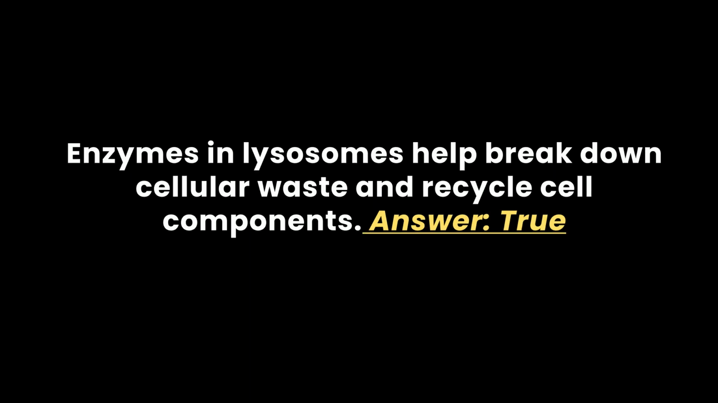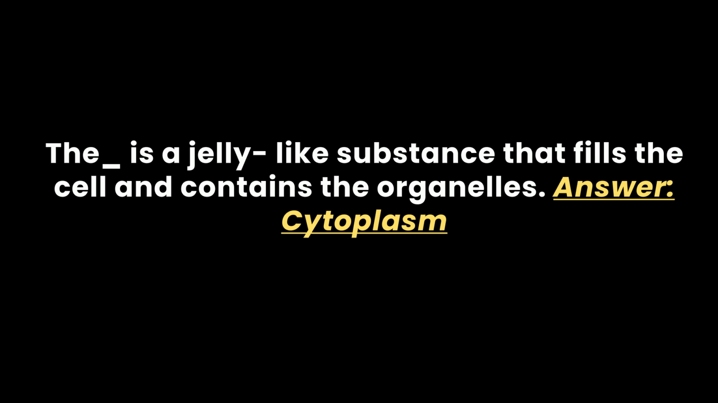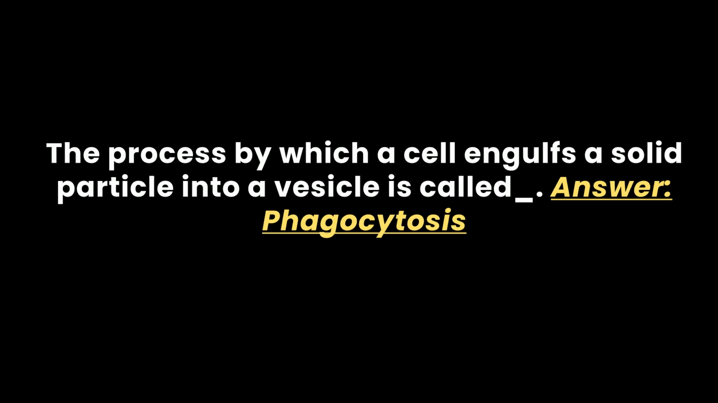The blank is a jelly-like substance that fills the cell and contains the organelles. Answer: cytoplasm. The process by which a cell engulfs a solid particle into a vesicle is called blank. Answer: phagocytosis. During mitosis, the blank is responsible for separating sister chromatids.